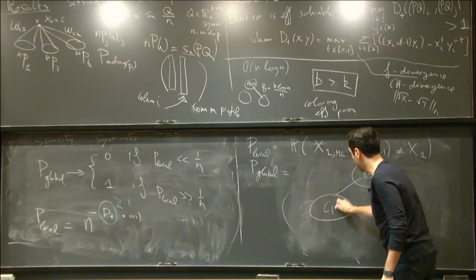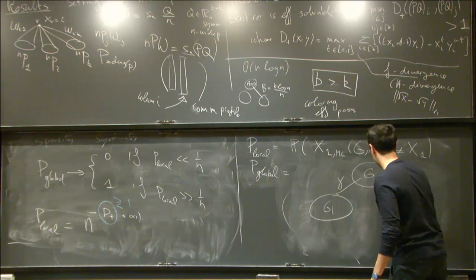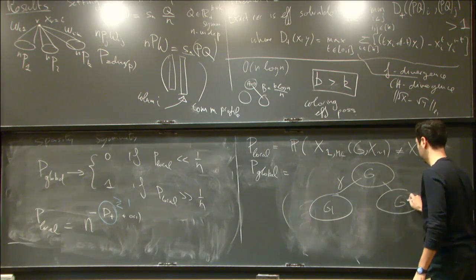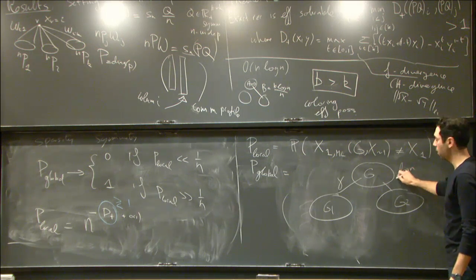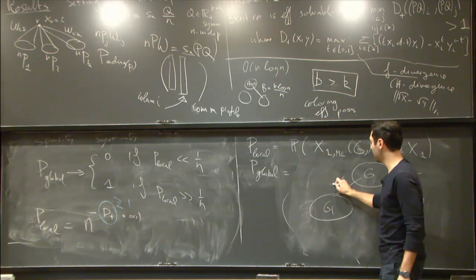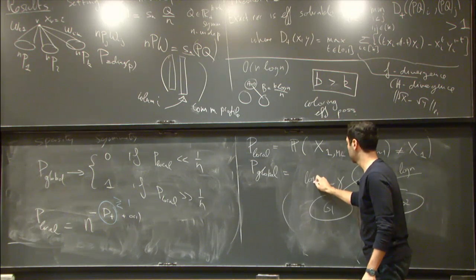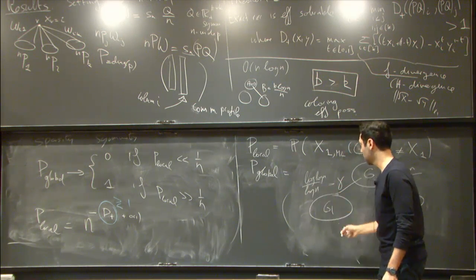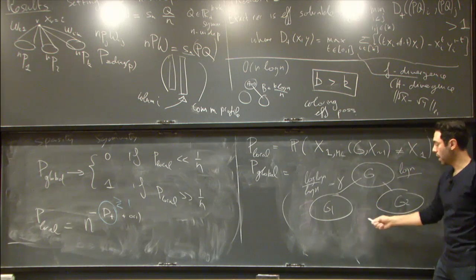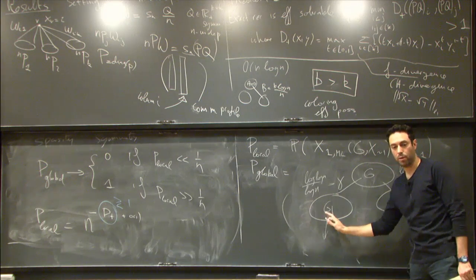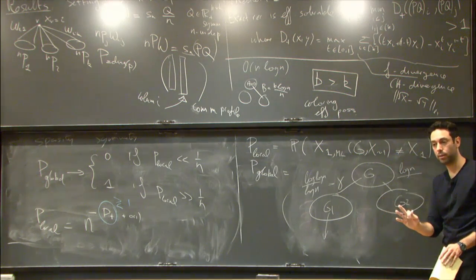Subsample the first copy G1 by keeping every edge with probability gamma, and put the complement here. So if the degree here was logarithmic in n, I'm going to set gamma to be, for example, log n by log n, so that the degree here is log n. That's my gamma.